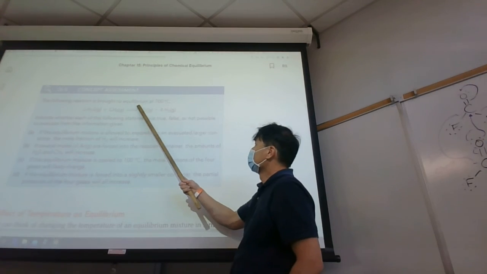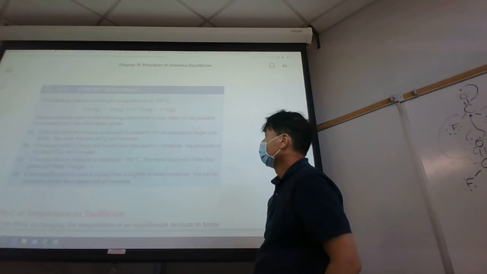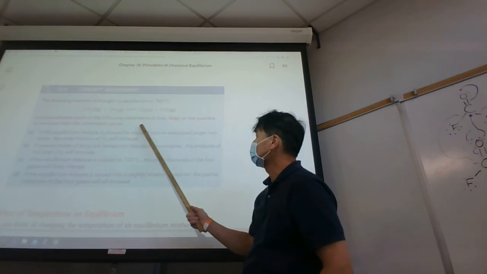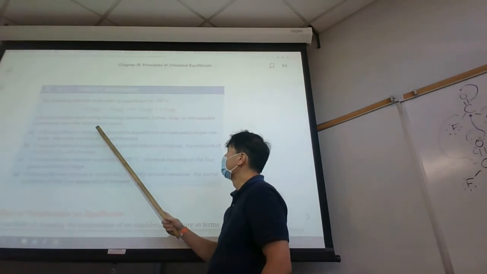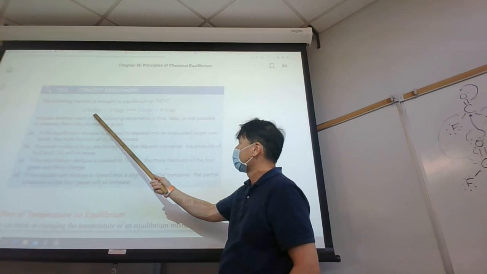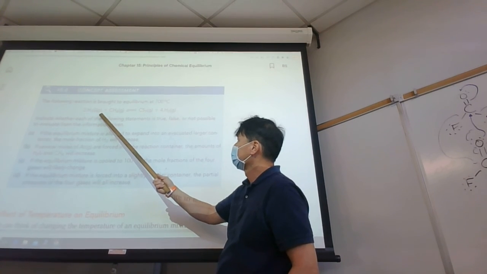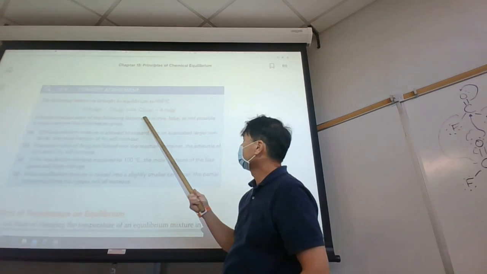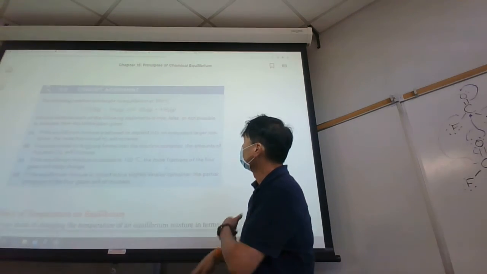The following reaction is brought to equilibrium at 700 degrees C. Indicate whether each of the following statements is true, false, or not possible to evaluate from the information given. So this is H2S, hydrogen sulfide gas, and the methane. So what kind of reaction is this? What does it look like to you?